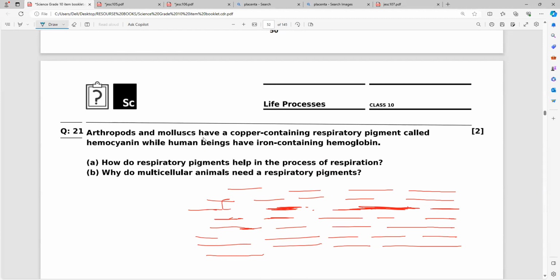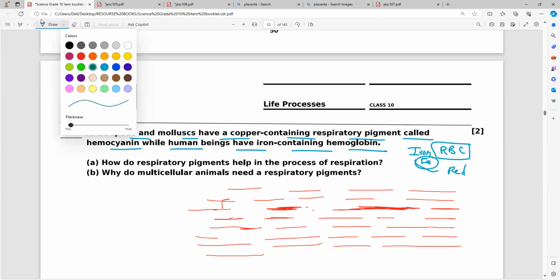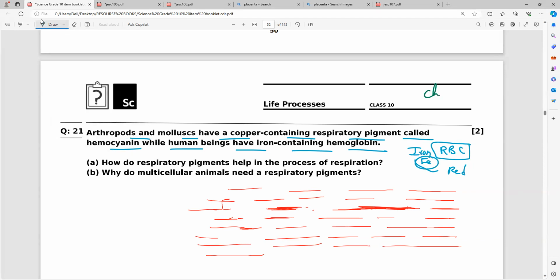So let us finish. Arthropods and molluscs have a copper-containing respiratory pigment called hemocyanin, while human beings have iron-containing hemoglobin. This is regarding blood. So we all know iron, RBC, the RBC which is present in red color. What is the reason behind it? Even at the beginning of the chapter we studied: chlorophyll has magnesium, and for this one it is iron.